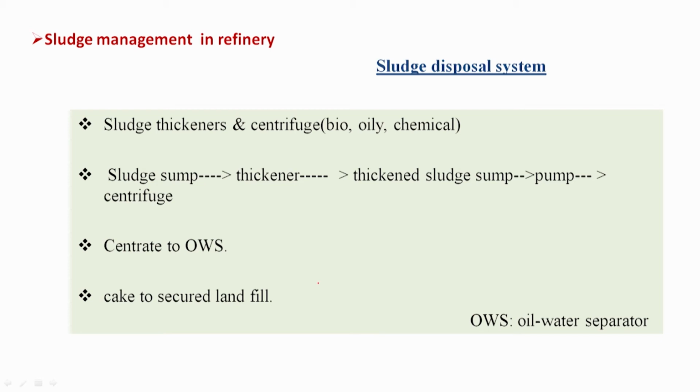So, both secondary and primary sludge are generated. Sludge thickeners and centrifuge are used for this purpose. The sequence of operation is sludge sump to thickener, to thickened sludge sump, then pump, then centrifuge. The concentrate goes to the oil water separator, and the cake that is formed is sent to the secure landfill.